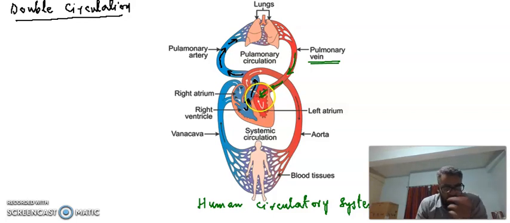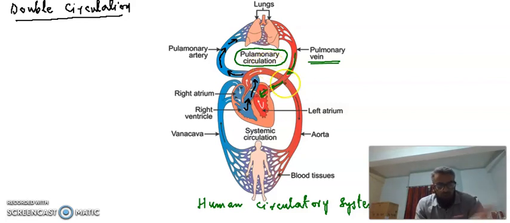Okay, the deoxygenated blood pumped in the pulmonary artery is passed on to the lungs, from where the oxygenated blood is carried by the pulmonary veins into the left auricle of the heart. This circuit of the circulation, which circuit? From the right ventricle via pulmonary artery to the lungs, and from lungs via pulmonary veins to the left auricle. This circuit of the double circulation is known as pulmonary circulation. It is the pulmonary circuit, right?